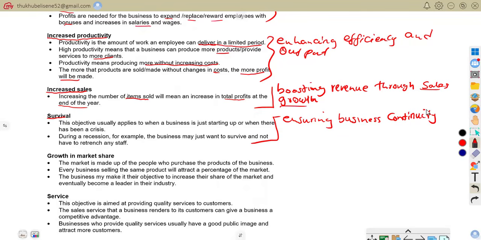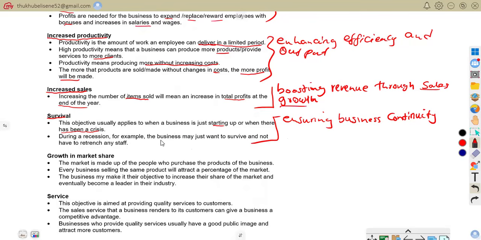Continuity. That is that. That is whereby you can even cut costs during economic downturns so that you know that you are still going to exist. So survival, they say this objective usually applies to when a business is just starting up or when there has been a crisis. When you are new in the market or when there is a crisis, like an economic downturn and stuff like that.